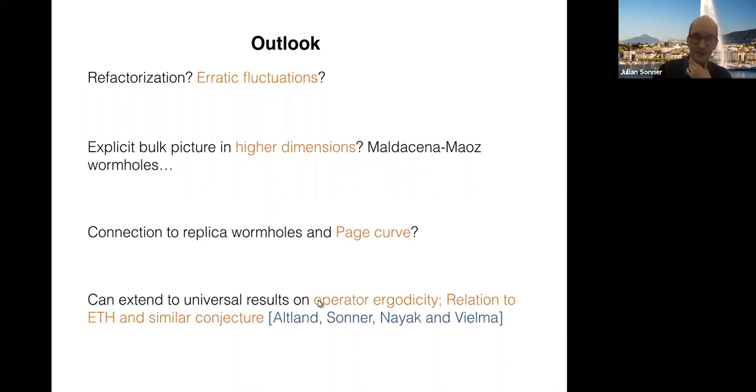And the last one is that I talked mostly about the spectral correlations, but you can also talk about operator correlations. That also should have interesting bulk implications. I'm just advertising that there is a paper forthcoming with these authors. Thank you, and sorry for going over time.